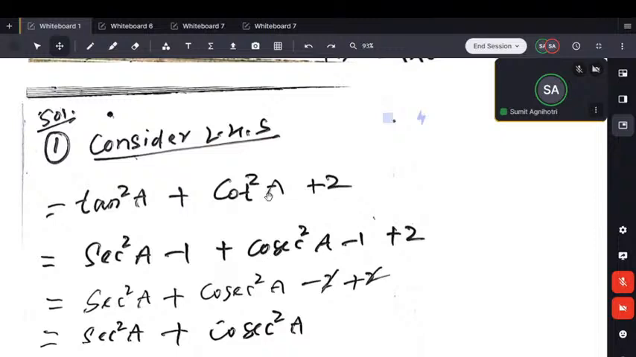You all try to answer it. You all solve it along with me. Okay, let's start with the first question. You all solve along with me. That is the main thing.